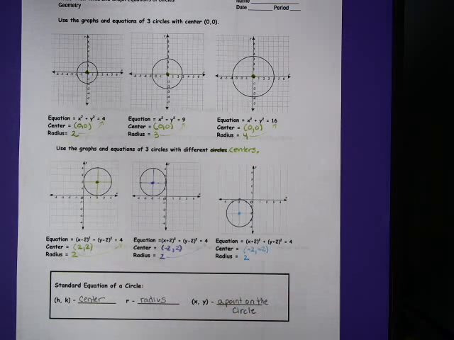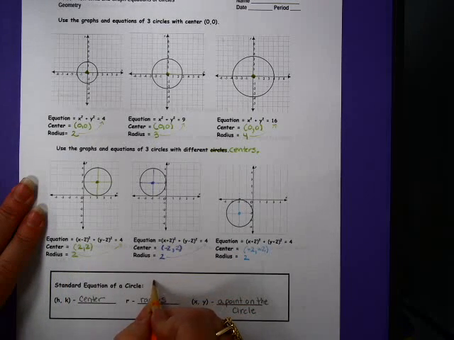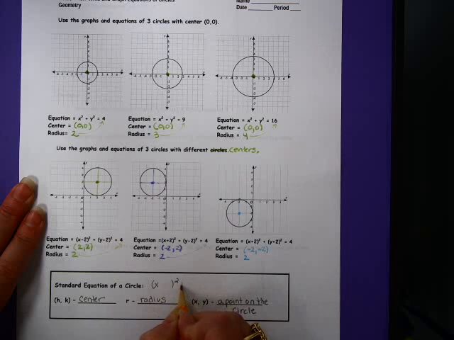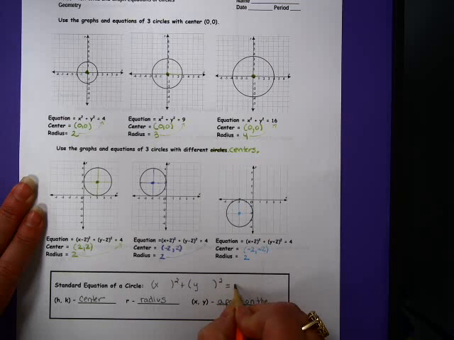Okay, so now if we're going to write down our standard equation of the circle, notice how we have a set of parentheses. We always start with an x here, and then squared, plus set of parentheses y, squared, and then equaling, and then over here, that's going to be our radius squared.